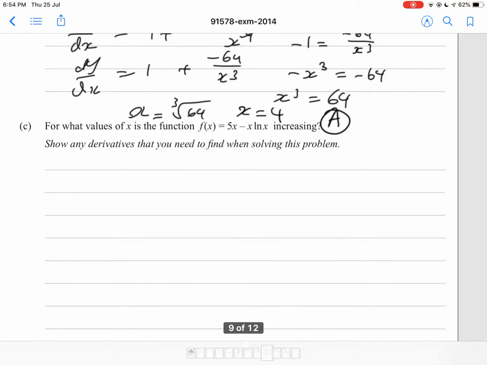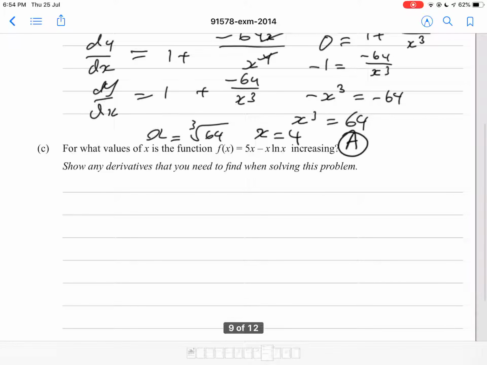For what values of x is the function f of x equals 5x minus x ln x increasing? So when f of x, 5x minus x ln x, when is that increasing? So we need to find the derivative first.